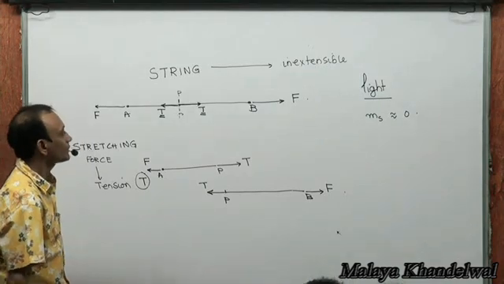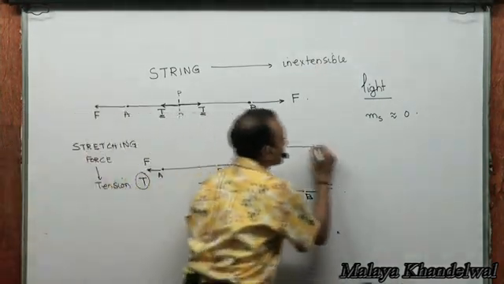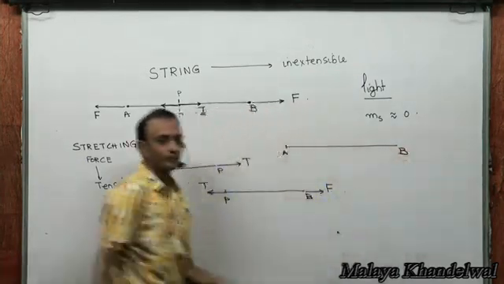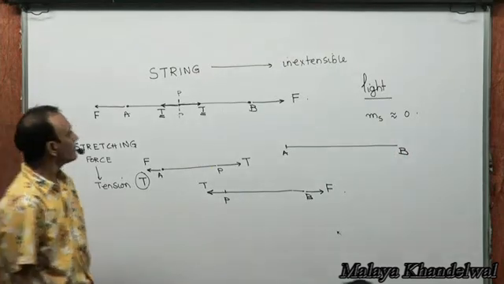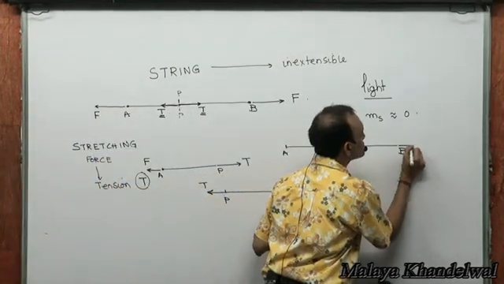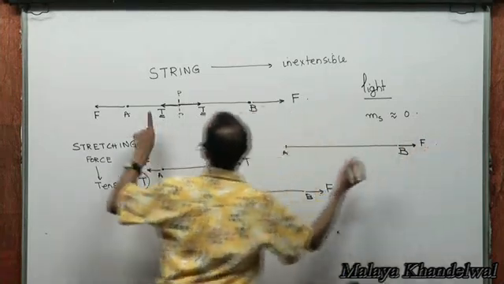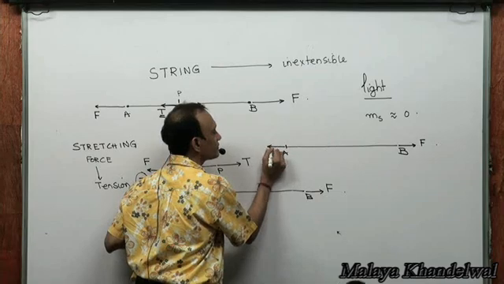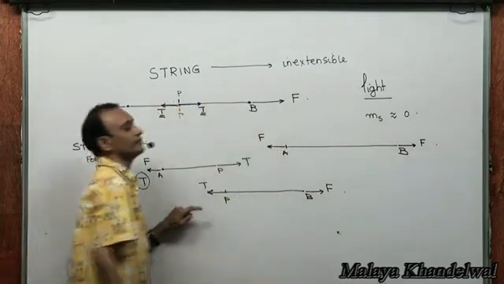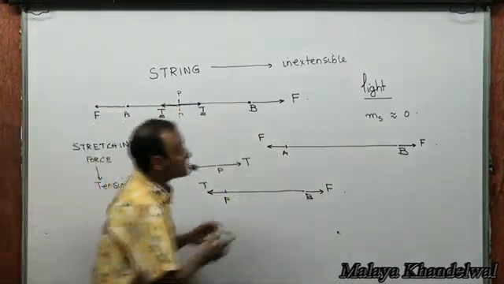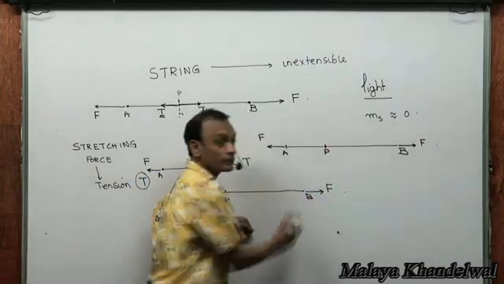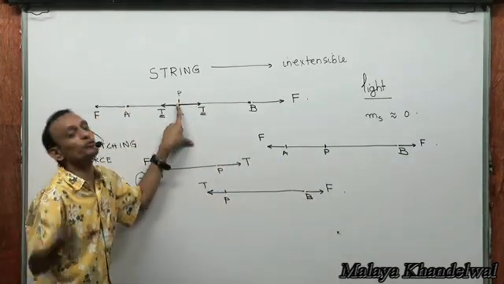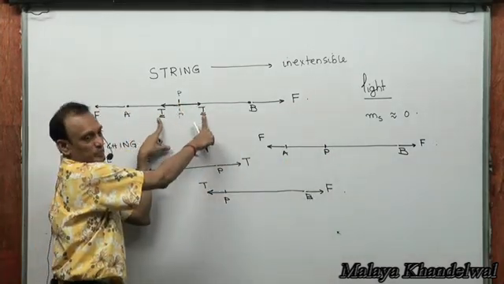Now, if you look at AB, there is a force F to the right, as you can see, and there is a force F to the left. And there is tension at every point P of the string. But if you look at AB, then the tension at any given P would be an internal force. It will cancel off in pairs.